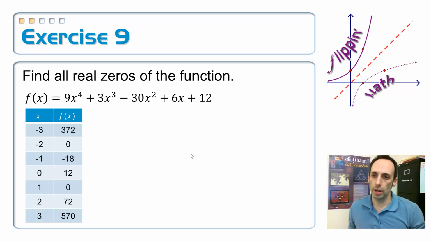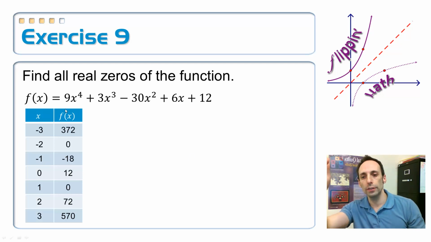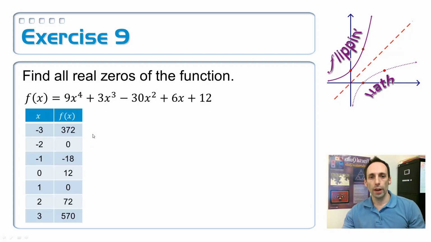On exercise 9, here's my polynomial function. I give you a table of values. Now in the table of values, first of all, I've got 4 answers. That's what I should be looking for. And that'll make a lot more sense in the next lesson about the fundamental theorem of algebra. Okay, so before I look at the table of values, let's list out all the possible values that x could possibly be.